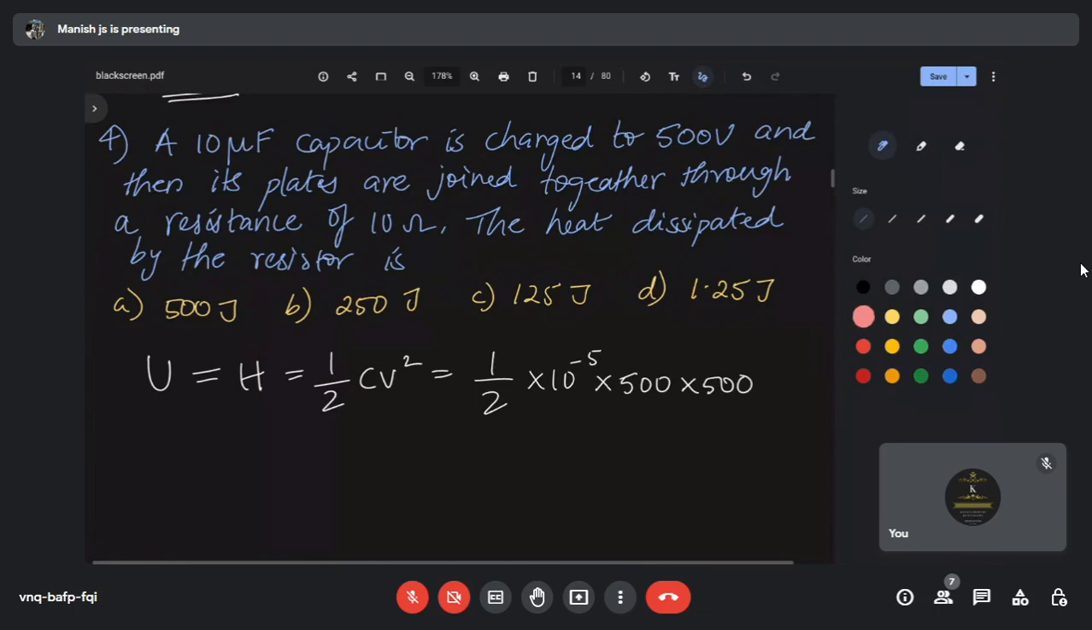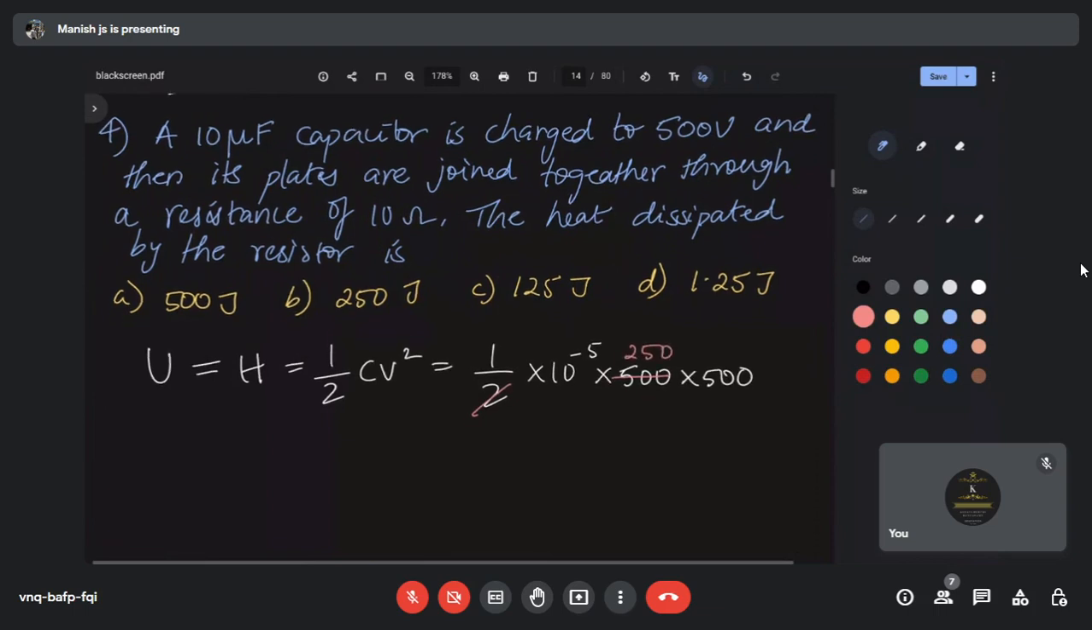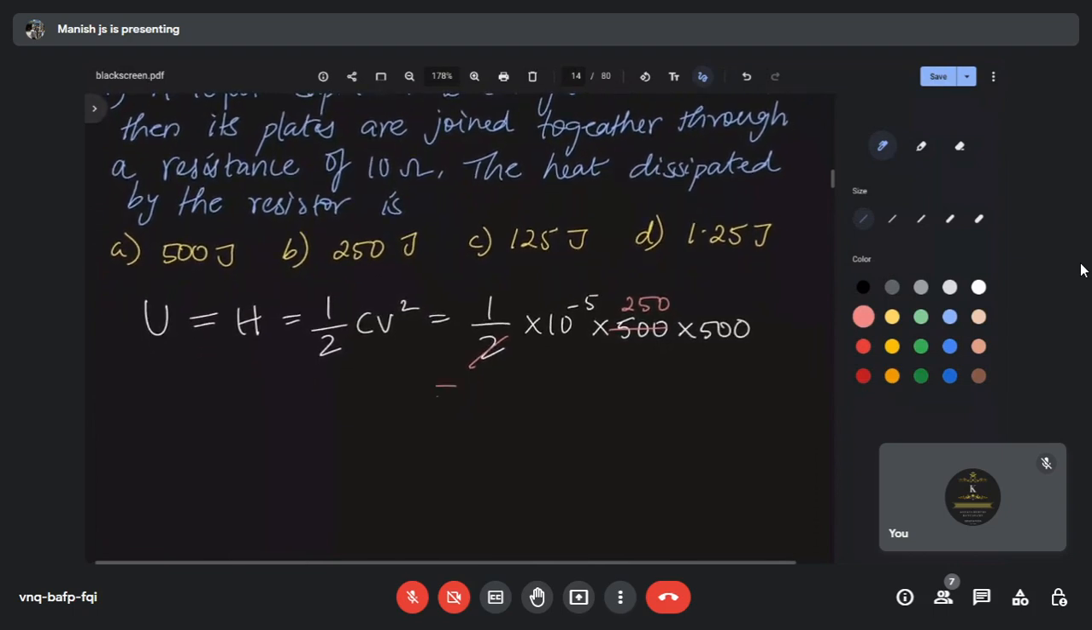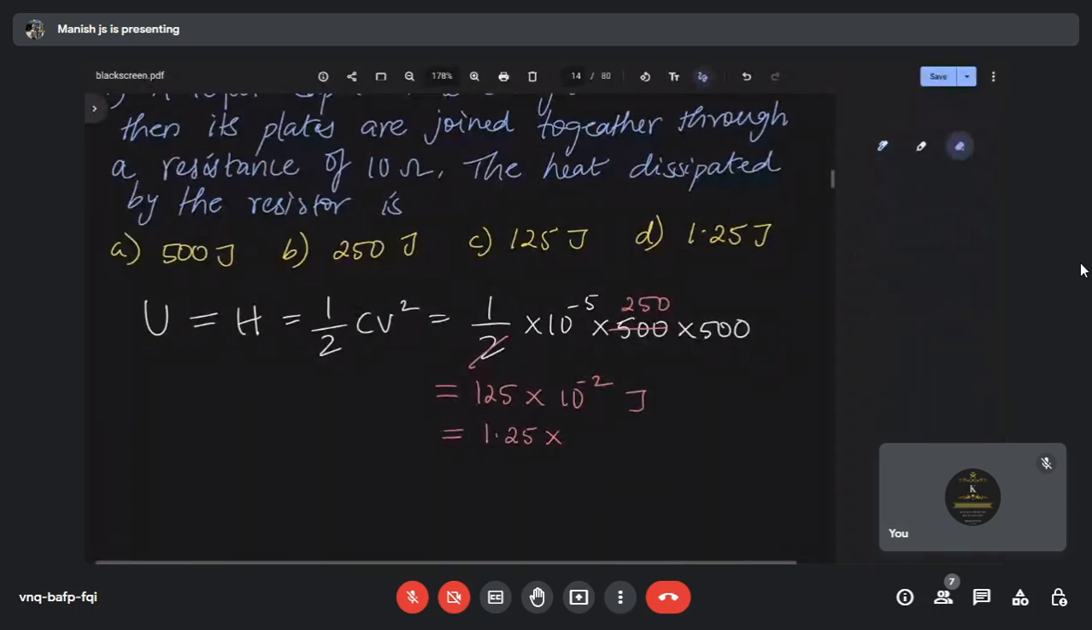Okay. So what do you get here? So you cancel them out. 125 into 10 power minus 2. 25 times 5 is nothing but 125. So minus 5 plus 3 is minus 2. That's correct. So it can be expressed in scientific notation as 1.25. Minus 2 plus 2 is becoming 0. Fine. So this is the final answer.